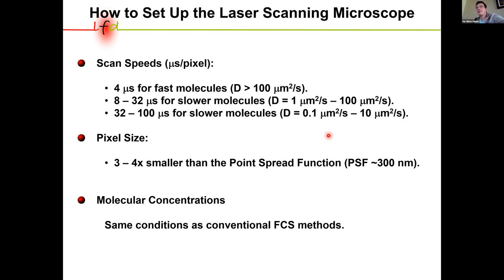For the molecular concentrations, it's similar to conventional FCS methods like single point FCS. Typically, these methods work well at the nanomolar range, like 100 picomolar maybe to 10 or 100 nanomolar. But it depends on the signal to noise behavior of your system and the brightness of your molecules, but that's kind of the general range.